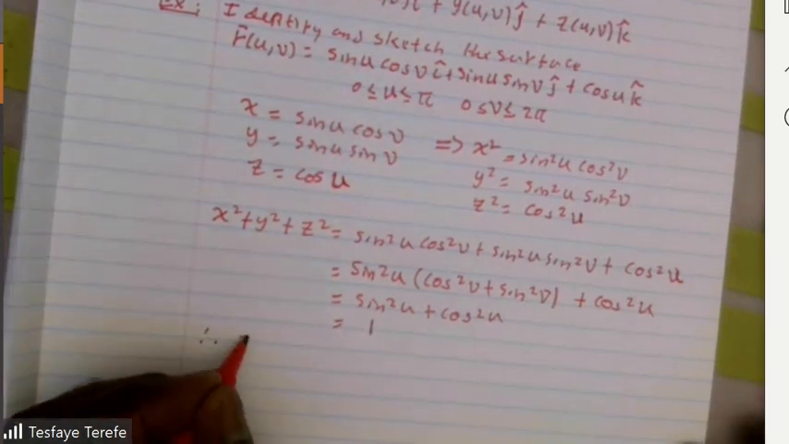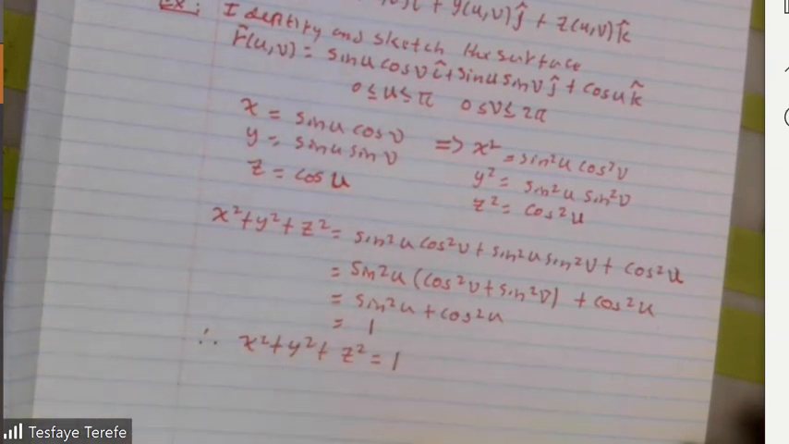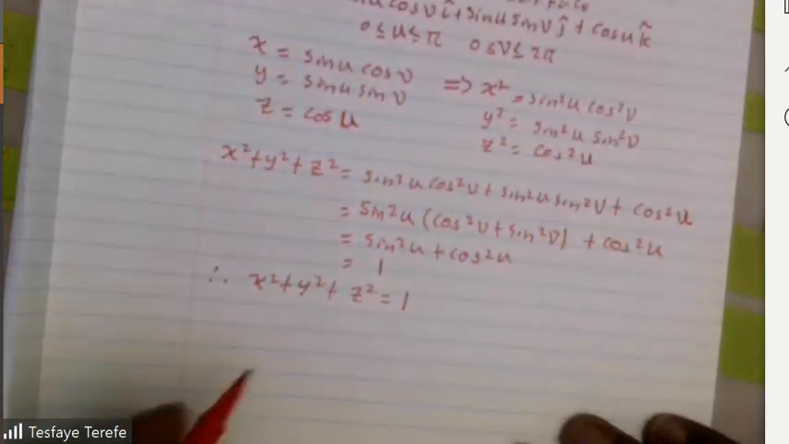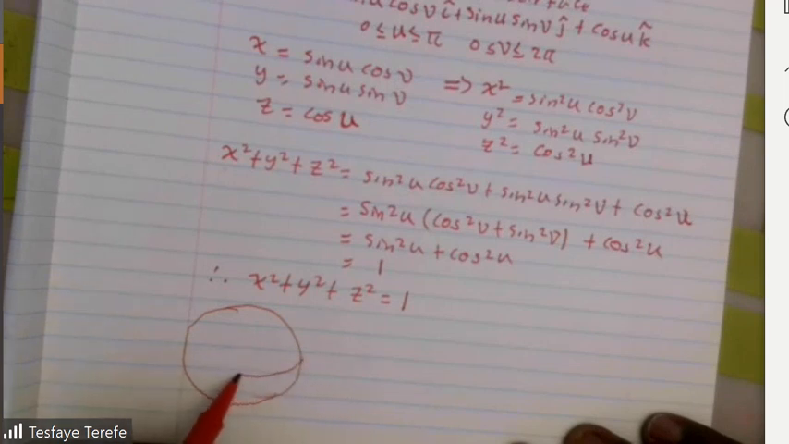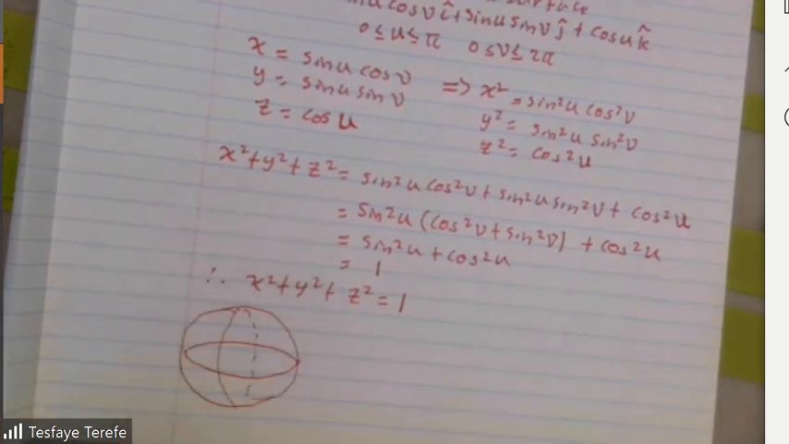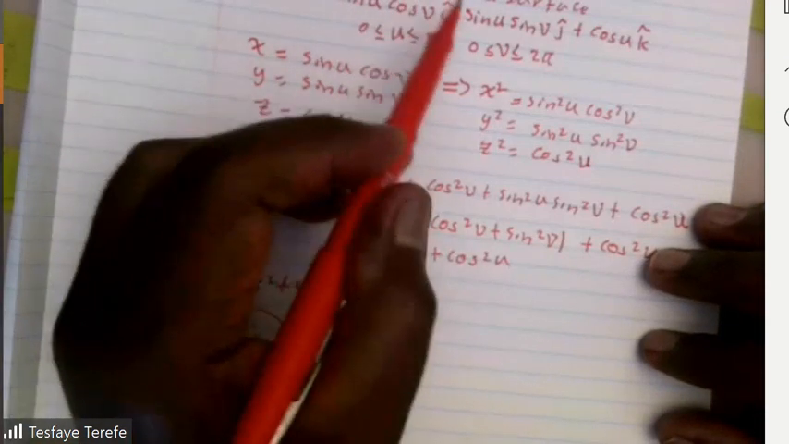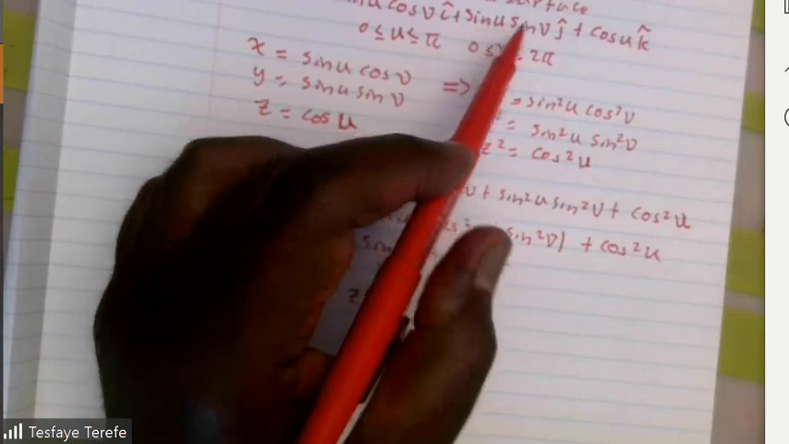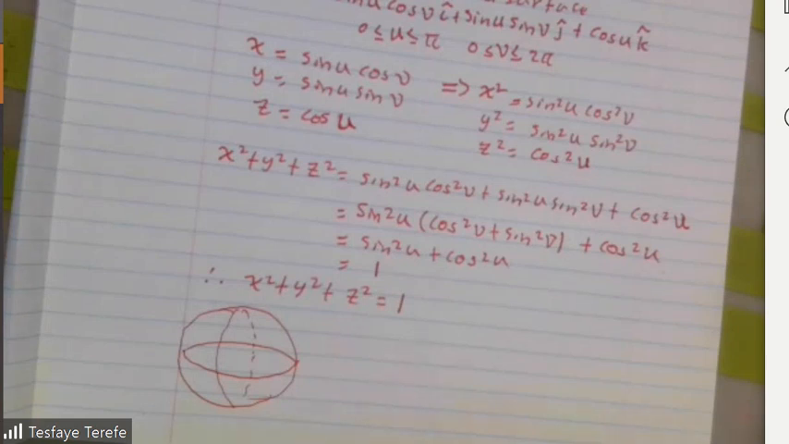Therefore, what do we get? x squared plus y squared plus z squared is equal to 1. This is the equation of a sphere, a unit sphere, centered at the origin. And by the way, we learned this in the spherical coordinate system. You remember? Sine of phi cosine of theta, sine of phi sine of theta, and cosine of phi. That is the spherical coordinate system that you learned.